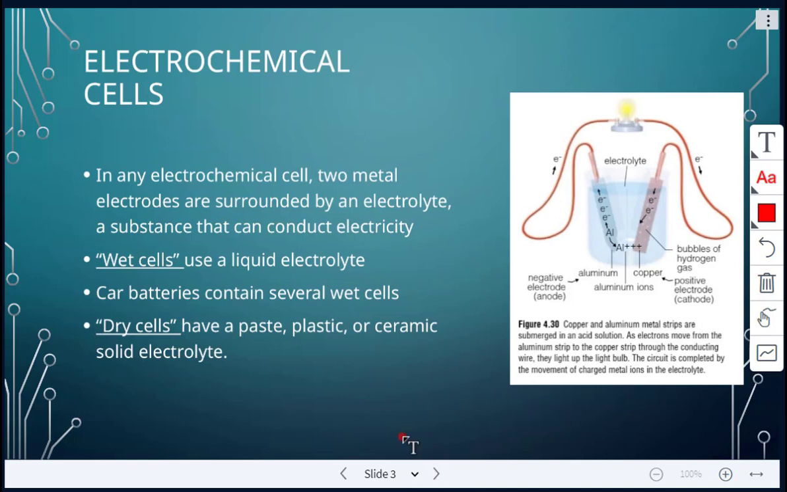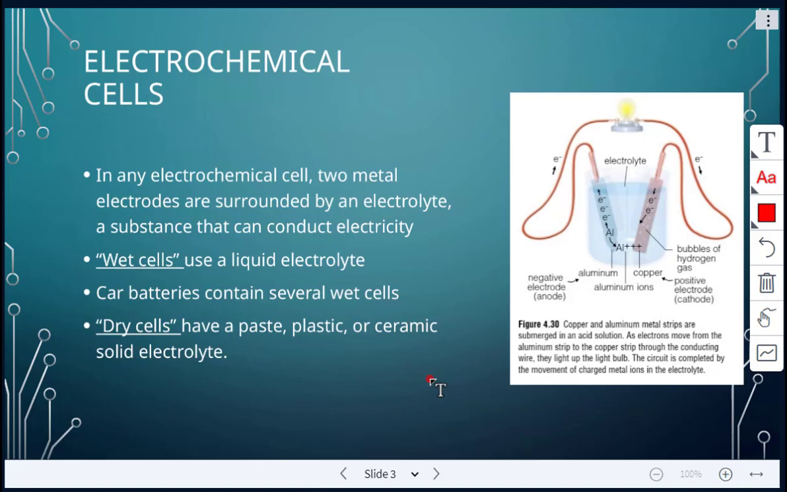So here is a diagram of an electrochemical cell. Inside of an electrochemical cell, you will see two metal electrodes. So this one and this one, those are called the metal electrodes, and they are surrounded by an electrolyte. So the electrolyte solution here, labeled right here, electrolyte. That electrolyte, it's a solution. It's a substance that can conduct electricity.